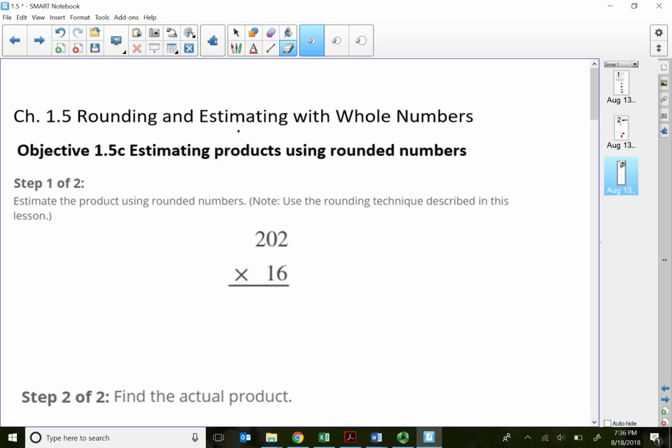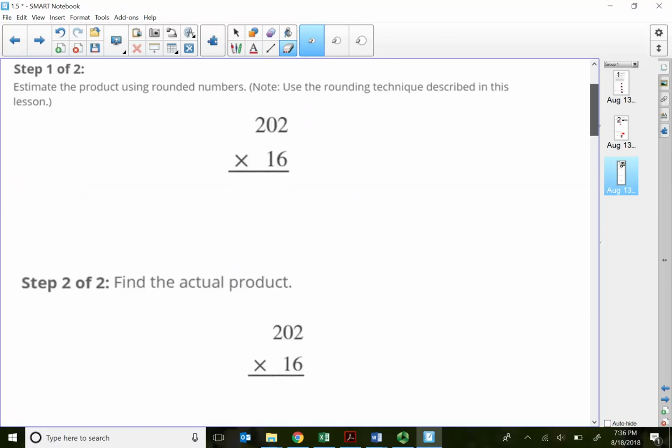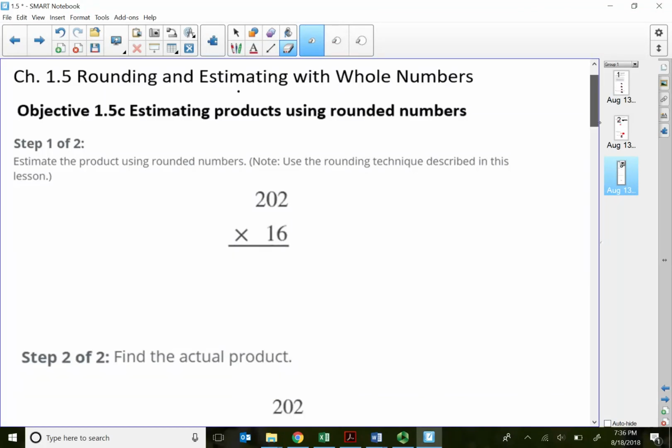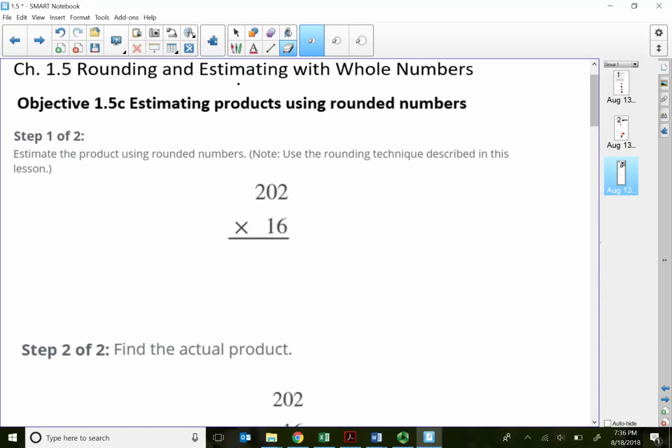To module 1.5. In this lecture video, we're going to talk about estimating products and quotients. Forgot to write that on the objective. Estimating products and quotients using rounded numbers. Just like adding and subtracting with estimating, the leftmost non-zero digit is the one we need to round. That's referring to the 2 and the 1.